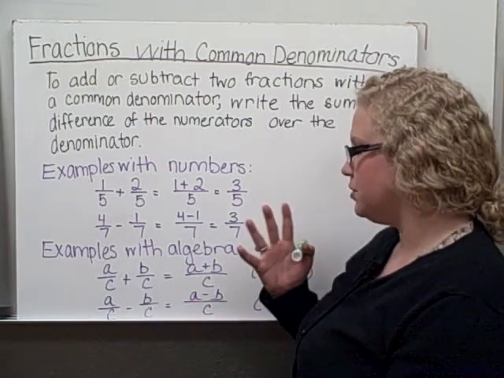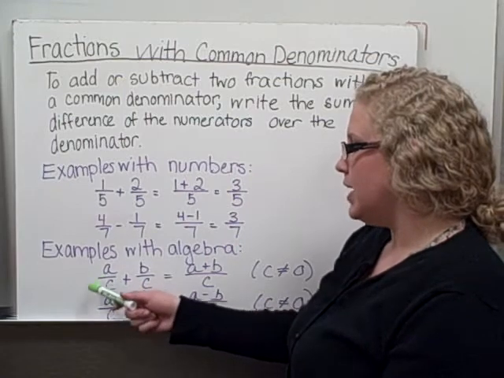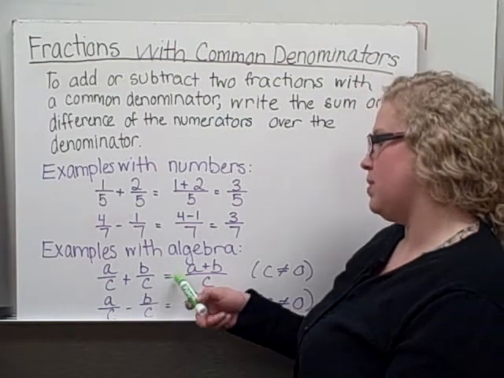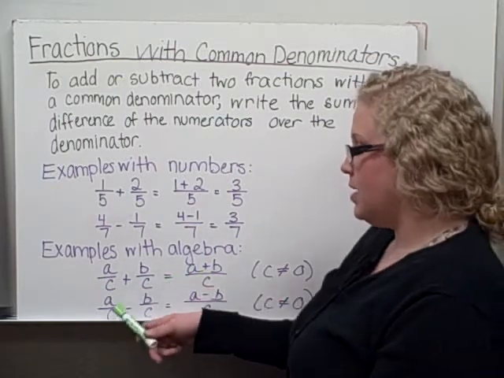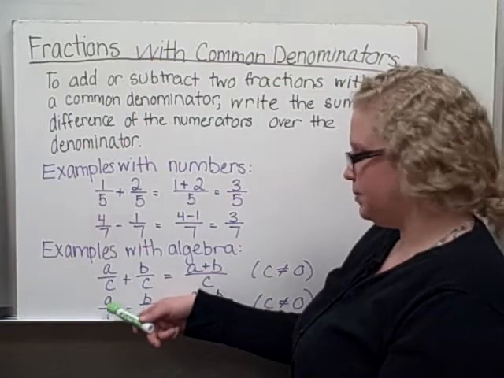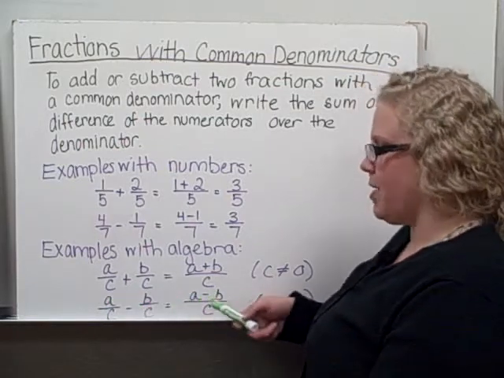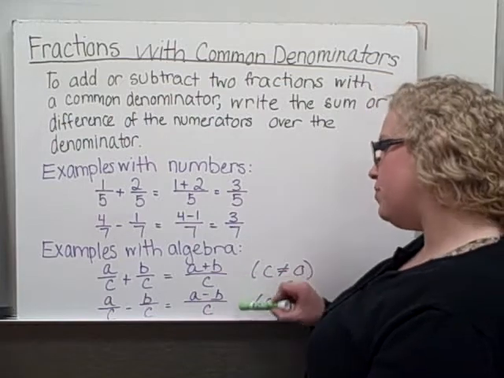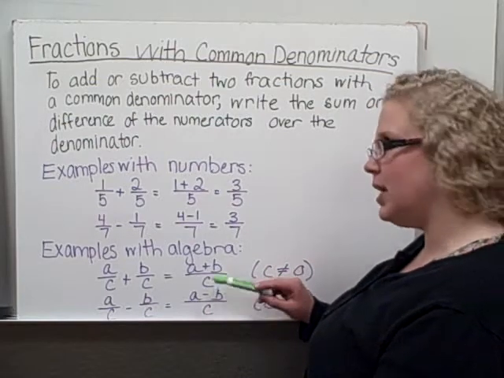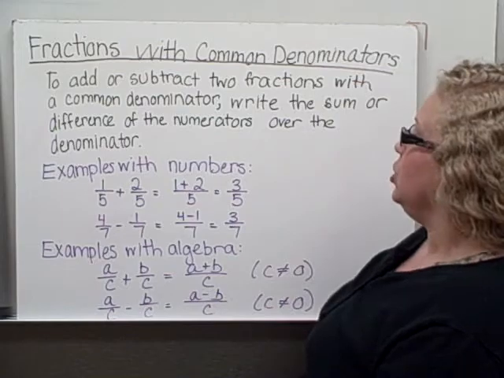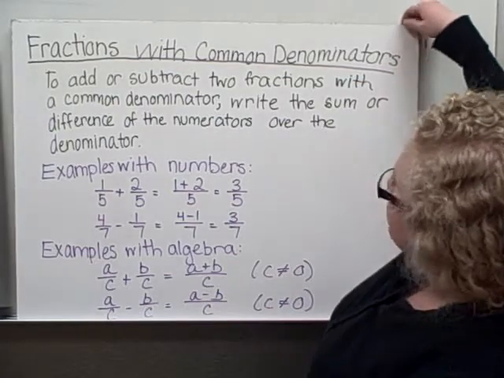Now with algebra, it's going to be the same way. A/C plus B/C is the same as A plus B over C, and A/C minus B/C is the same as A minus B over C. And in both of these cases, C cannot equal 0. So let's look at some more.